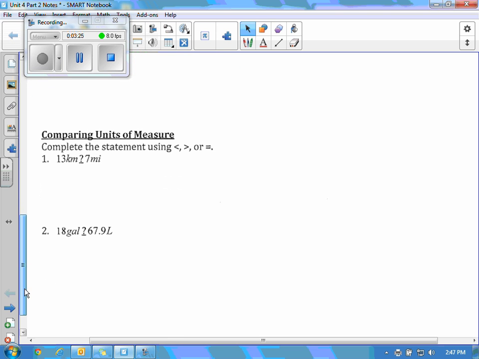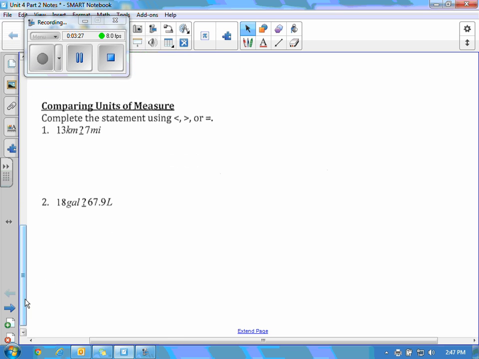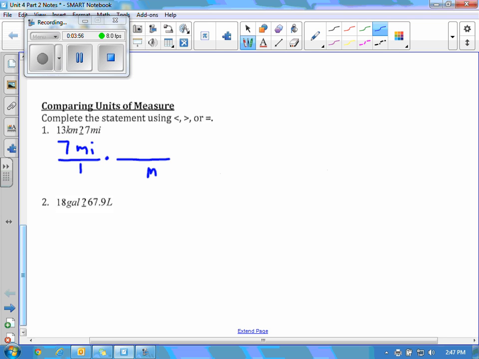For the next one, it says comparing units of measure. So we want to decide which one is greater, 13 kilometers or 7 miles. To do that, we're going to have to either turn 13 kilometers into miles or 7 miles into kilometers. I'm going to take 7 miles and turn it into kilometers. So I have 7 miles over 1, and then I'm going to multiply. Since miles is on the top of the first one, I know that miles is going to be on the bottom of the second one.